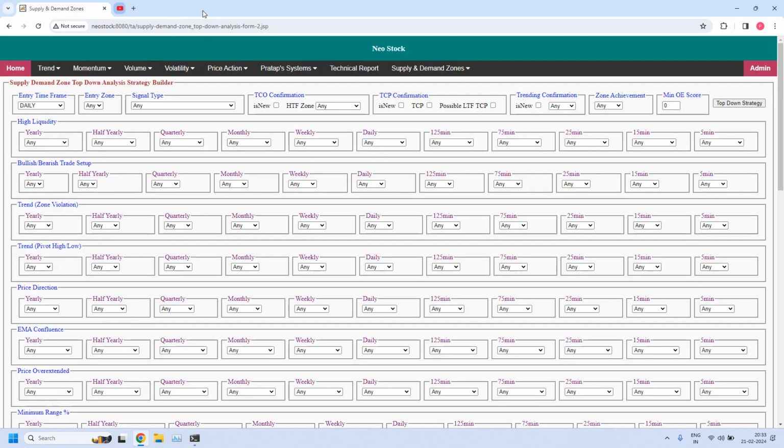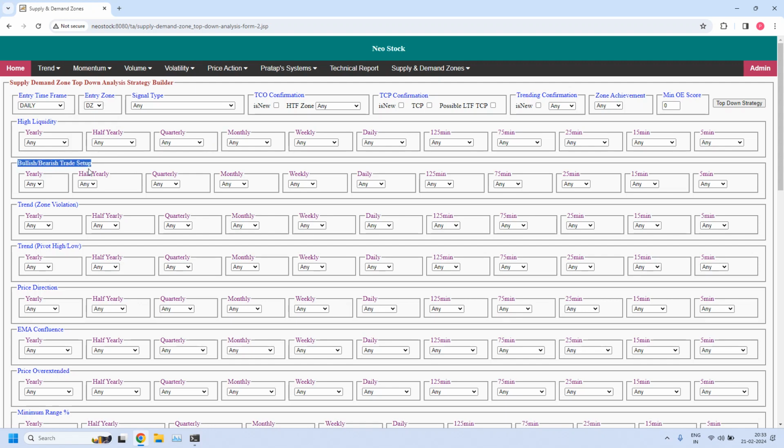Now let us get into the report generation from our NeoStock software supply demand zone top-down analysis strategy builder. First, let us generate bullish trade setup for monthly income trade. For MIT, LTF zone is a daily and the bullish trade setup entry is at demand zone.